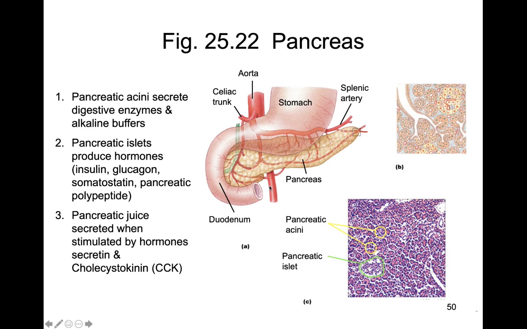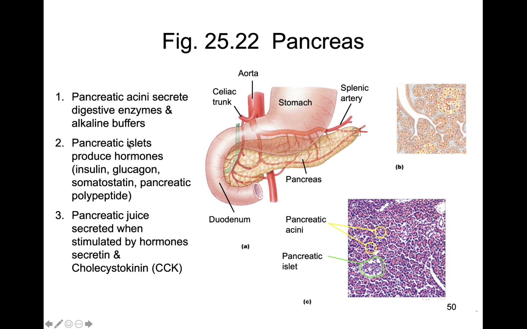I said earlier the pancreas is both an exocrine and endocrine gland. So there are two types of cells. The pancreatic acini are going to secrete digestive enzymes and alkaline buffer to neutralize the acids. So that's the exocrine part of the pancreas. Your digestive system is considered the outside world. This is going to secrete digestive enzymes into the digestive system, or the duodenum.